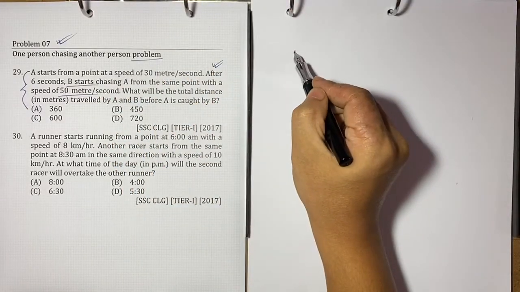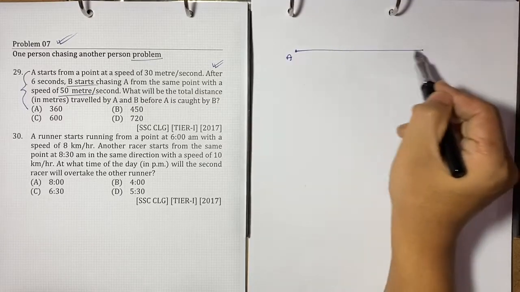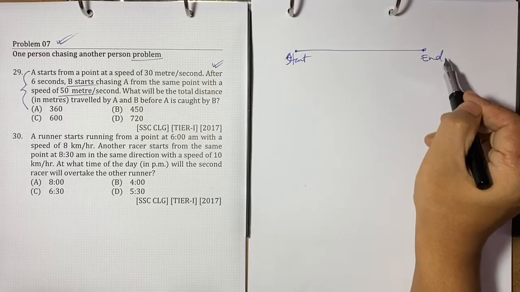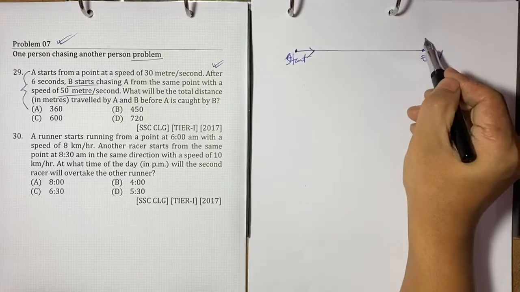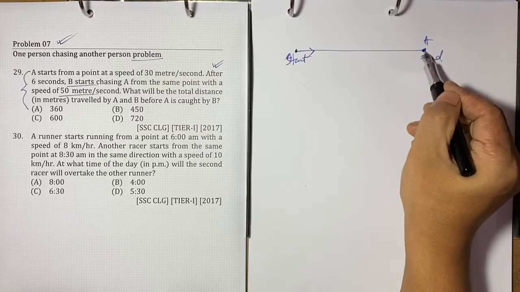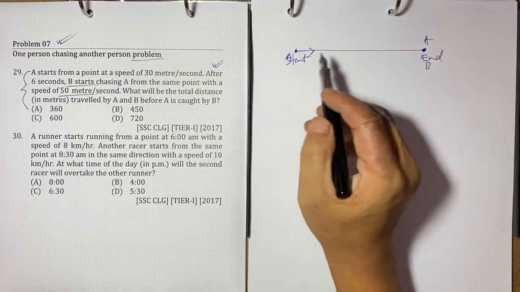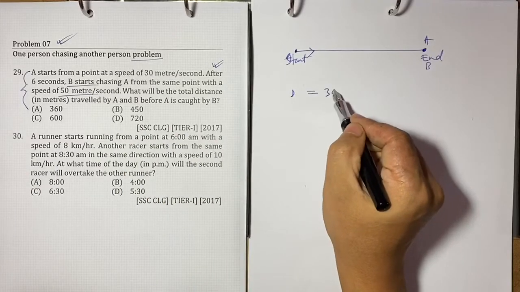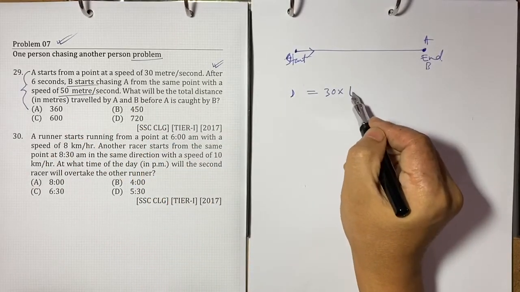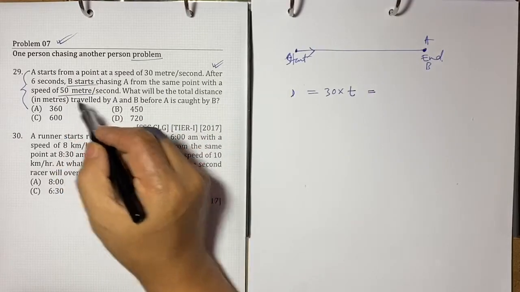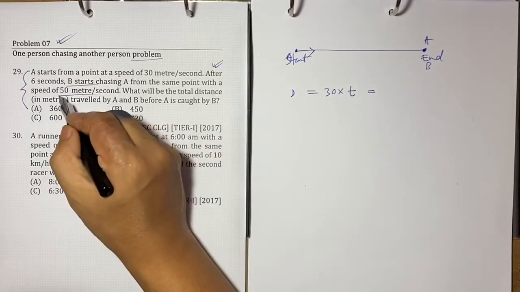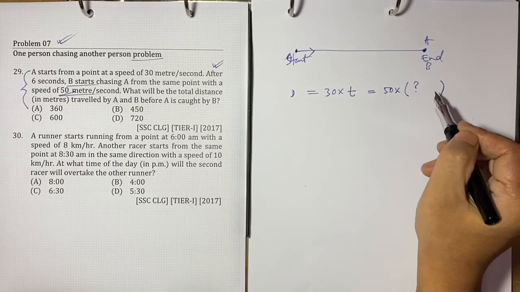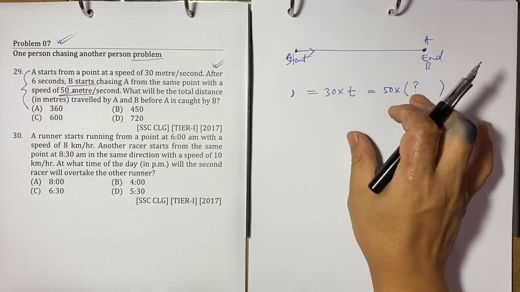Let us start. The distance is the same in both cases. Distance equals speed into time. So distance equals 30 into time t, and the other equals 50 into time. Distance equals speed into time, and time is the hidden quantity. So once time is found, the problem is solved.